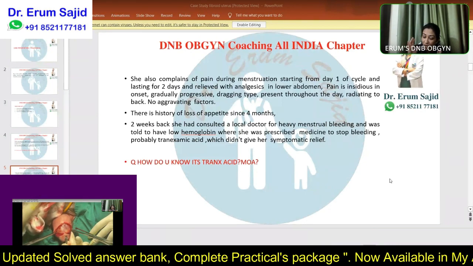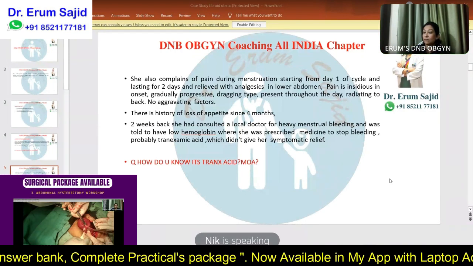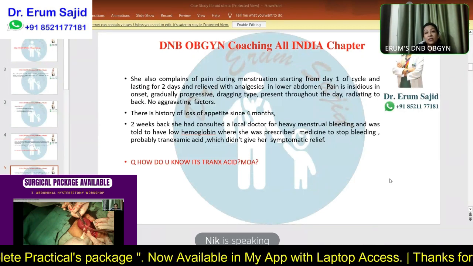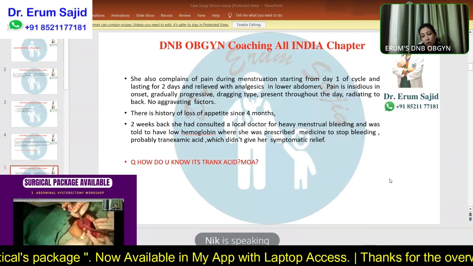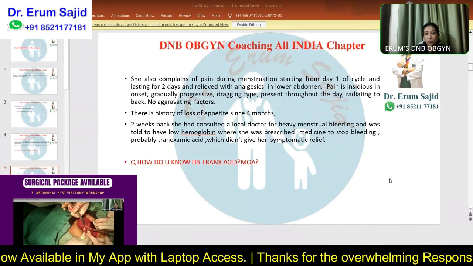Okay, now give me the mechanism of action of both these drugs. Ma'am, tranexamic acid is the plasminogen activator inhibitor, so it helps reduce the blood loss. You remember this, guys? You call it PAI, plasminogen activator inhibitor. So that is the mechanism of action of tranexamic acid.